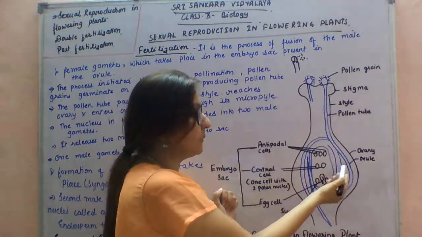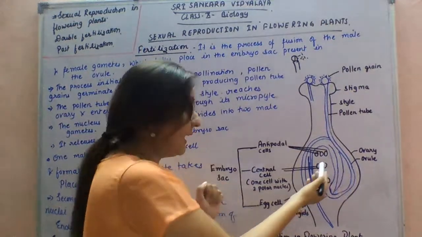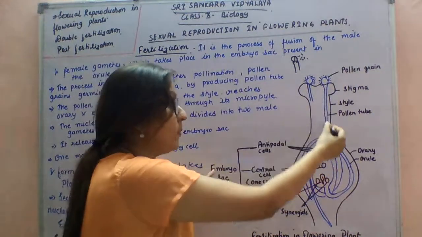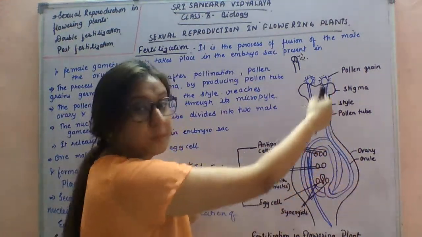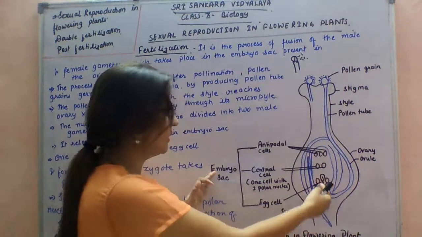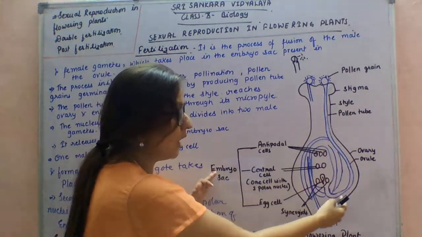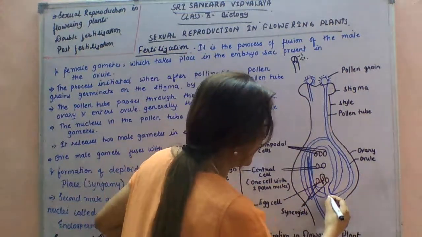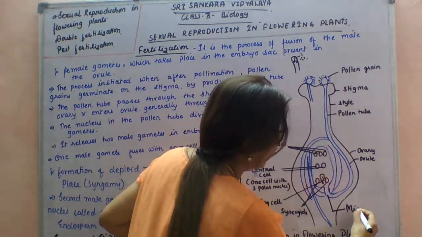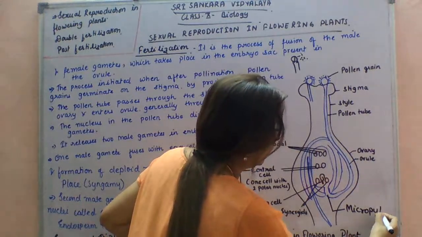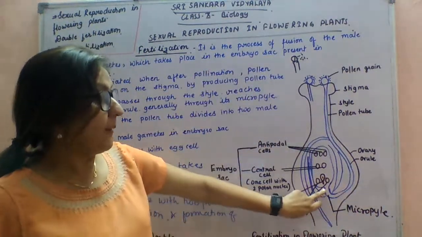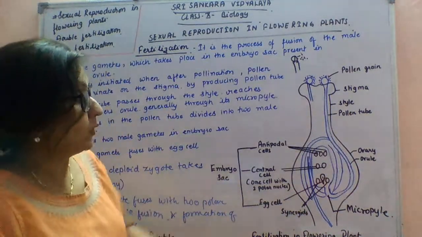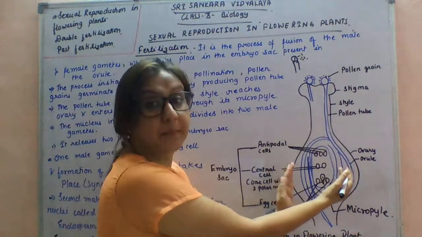Inside the ovary, what is present? It's the ovule, and inside the ovule what is present is the embryo sac. So the two male gametes released from the pollen grain enter the ovule through a point called the micropyle. So through the micropyle they enter into this embryo sac. Now two male gametes have entered the embryo sac.